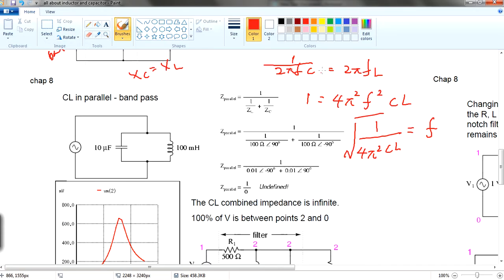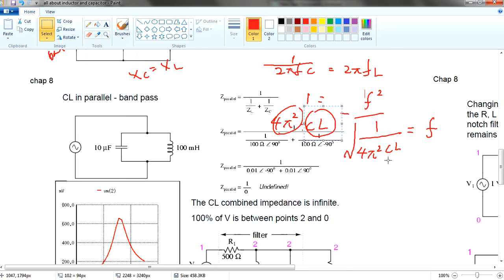Then if I were to rearrange, I bring this 2 pi fC upwards. I have 4 pi squared, so 2 pi times 2 pi, 4 pi squared, and then f squared CL. If I rearrange, I bring the 4 pi squared and CL downwards, and I bring the square root up over here. You'll get f equals 1 over the square root of 4 pi squared CL. This is where I have.